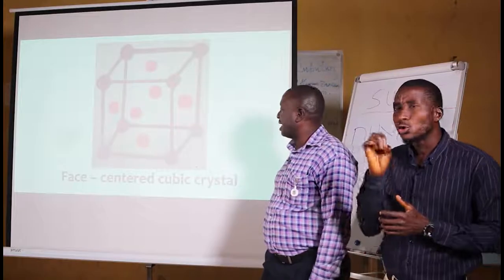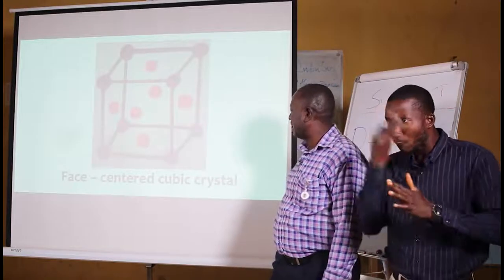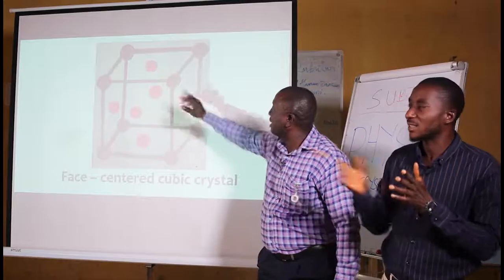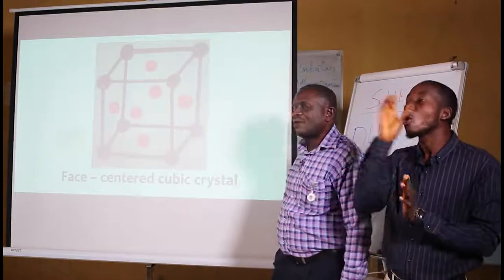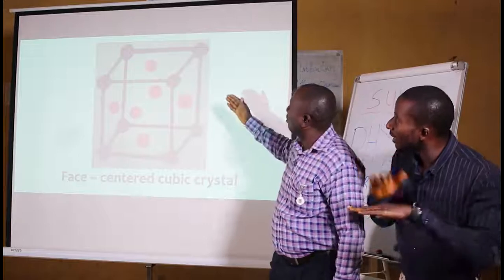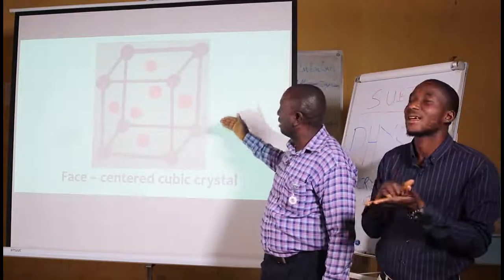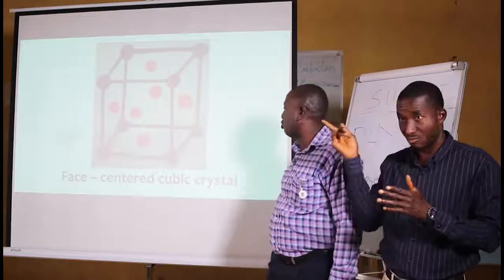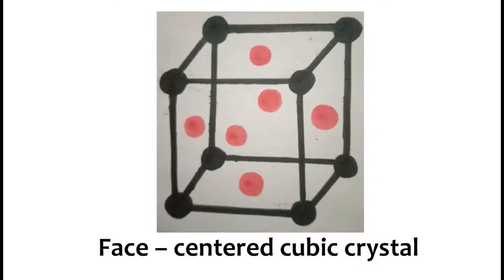So here we have the diagram of face-centered cubic crystals. Now, just like we've said, on each face, or rather at the center of each face, we have this component with red color, and these black ones are at the corners of the cube. And we have a total of 14 components, that's either molecules or atoms or ions in a face-centered cubic crystal.